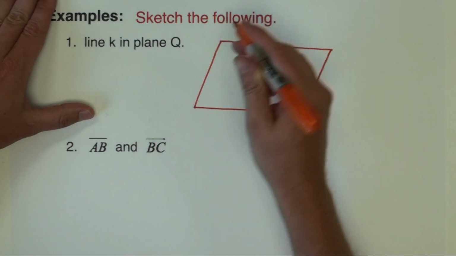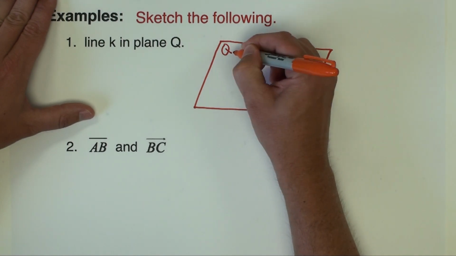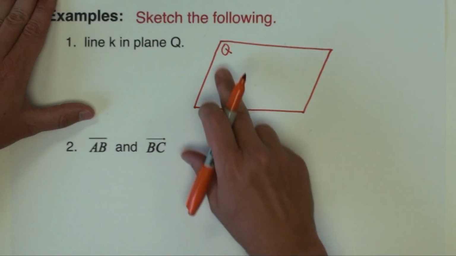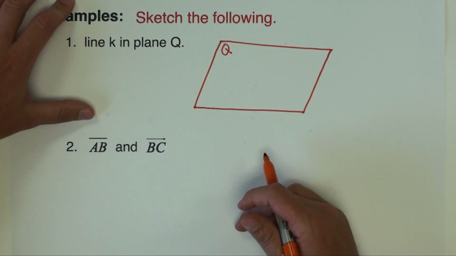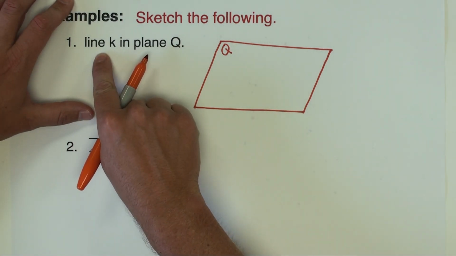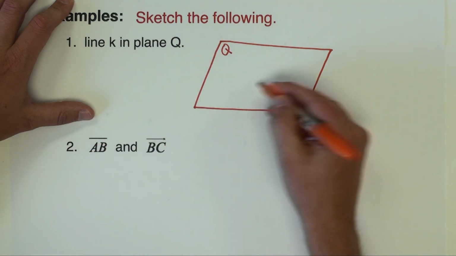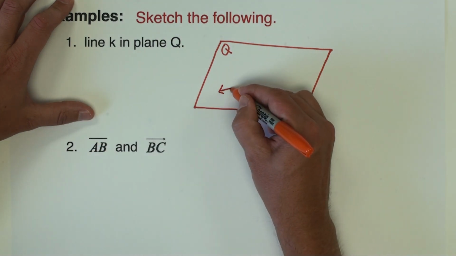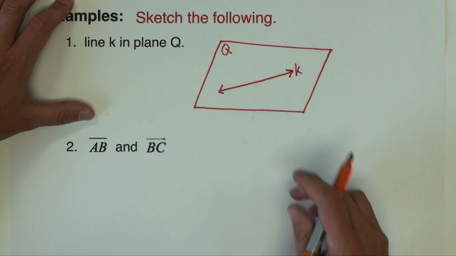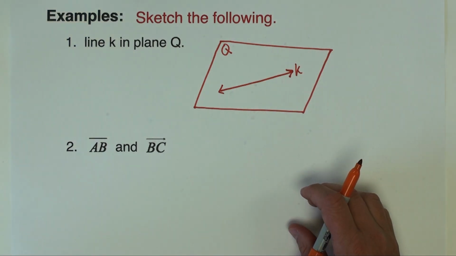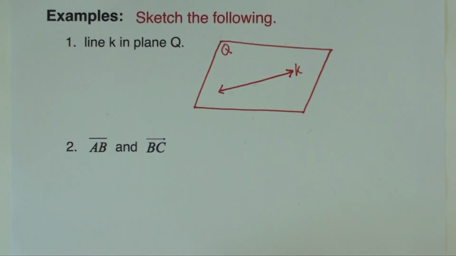Now to be plane Q, it's got to be named plane Q. If I don't put that Q there, then I haven't technically drawn plane Q. Now I need to put a line inside of this plane. So line K can be anywhere inside here, and I have to name it line K. So there is line K inside of plane Q.